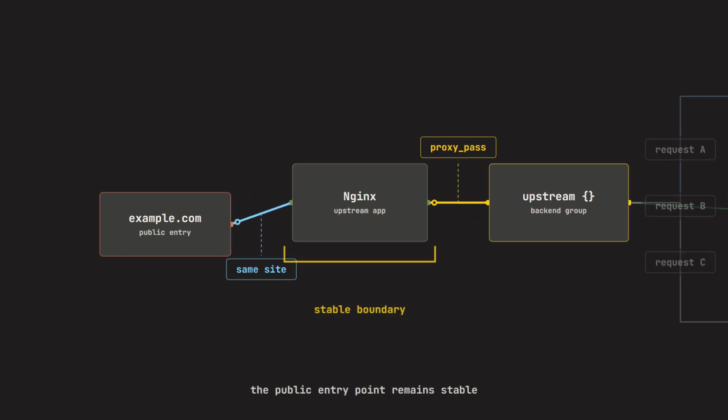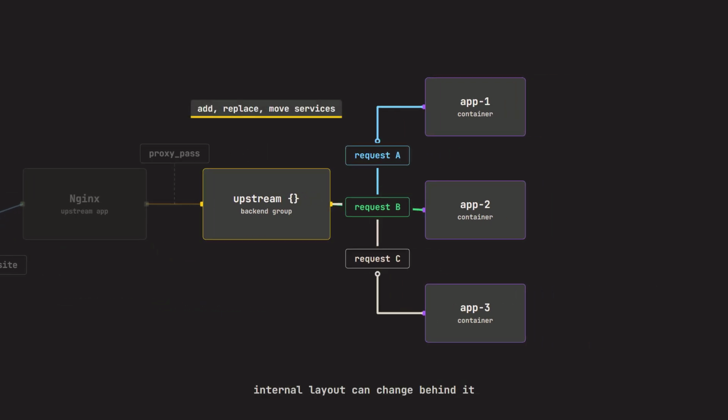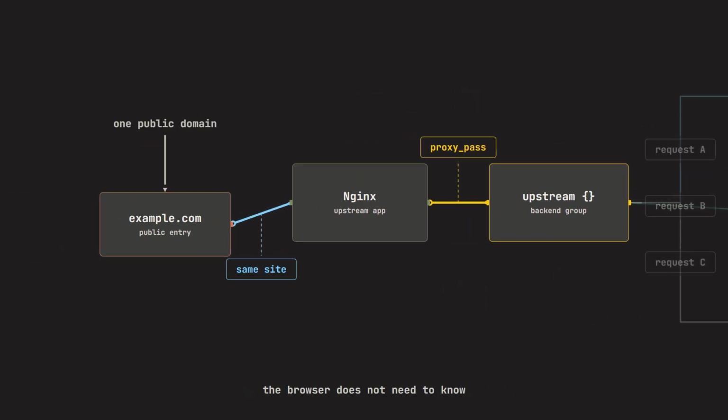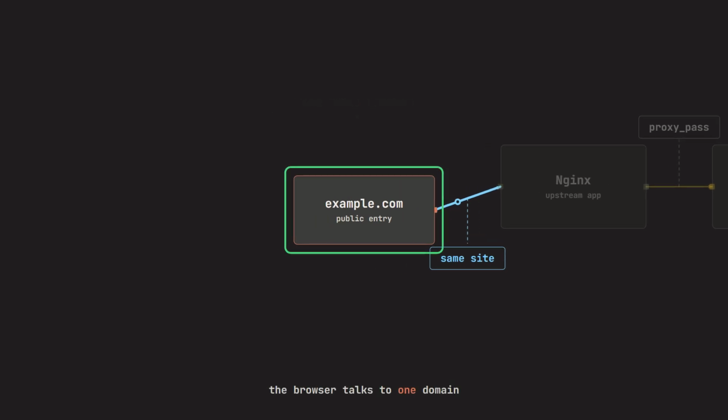The public entry point can remain stable while the internal application layout changes. You can add more backend instances, replace a container, move a service, or separate static files from API traffic without asking the browser to know any of that. The browser talks to one domain.